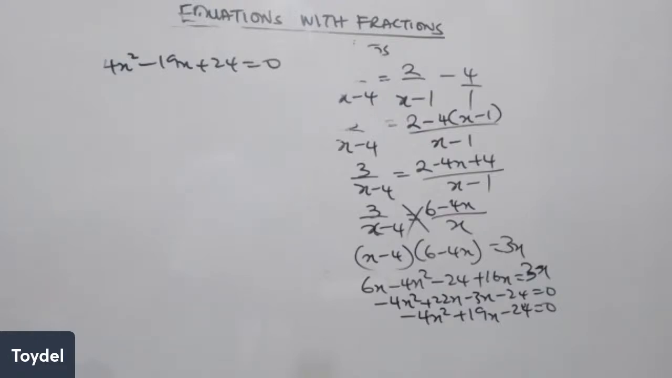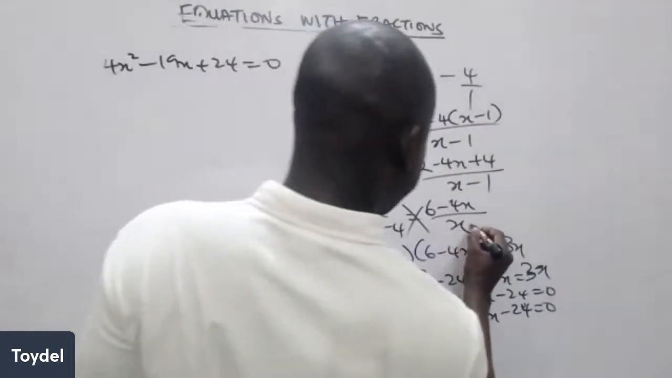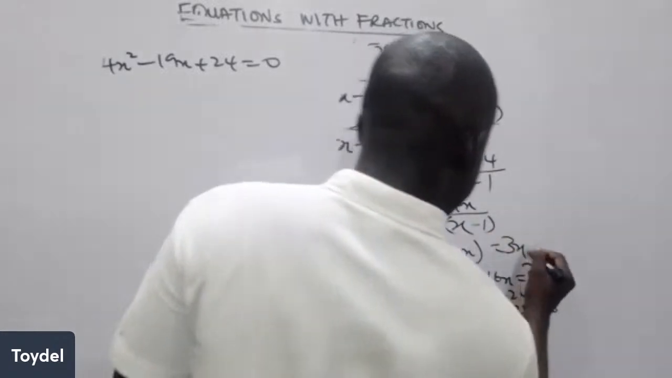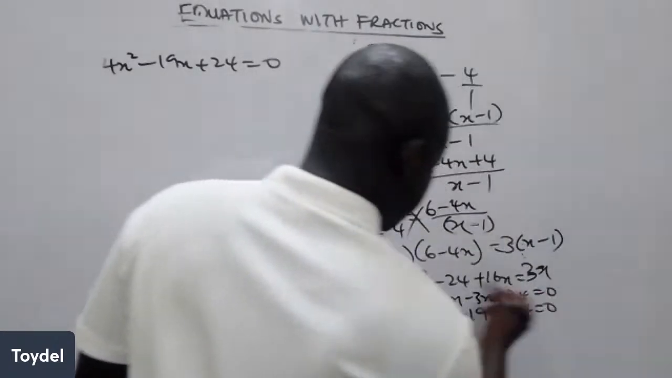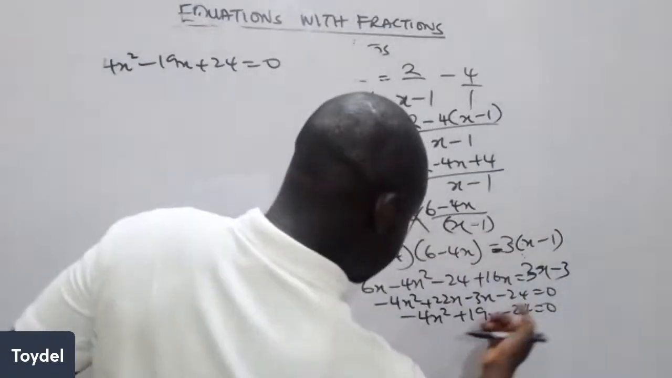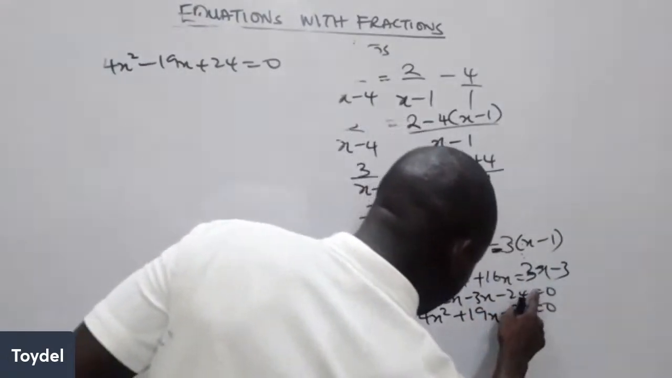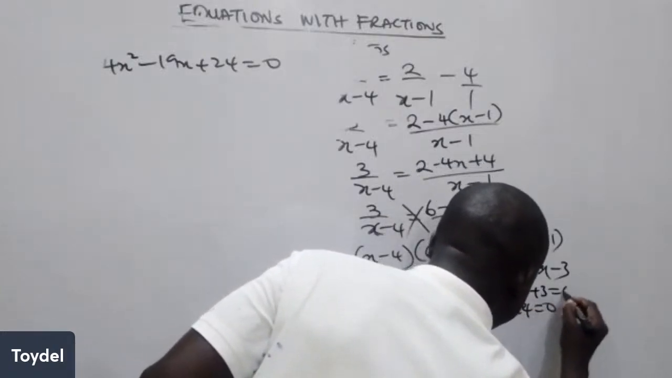4 times 24. No, I think I've made a mistake somewhere. Okay. From here, what you have at the denominator is x minus 1, not only x. So here will be 3. This place will be 3 into bracket x minus 1. So I'm going to have 3x, here I will have 3x minus 3. So by the time I bring in my 3x, I also bring in plus 3 here. Here will be plus 3 equal to 0.